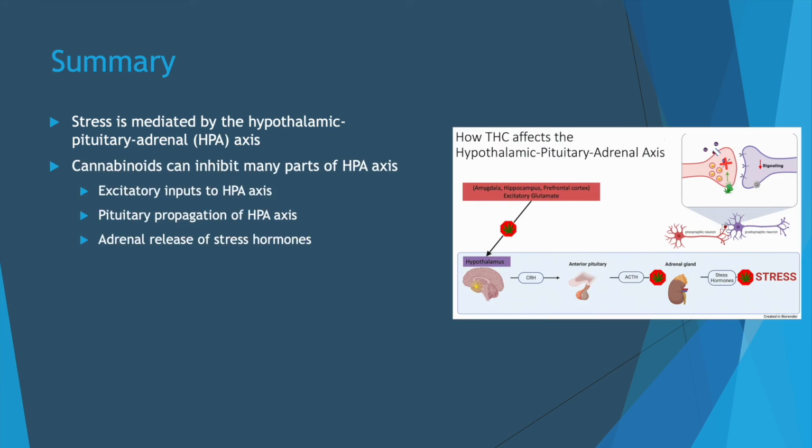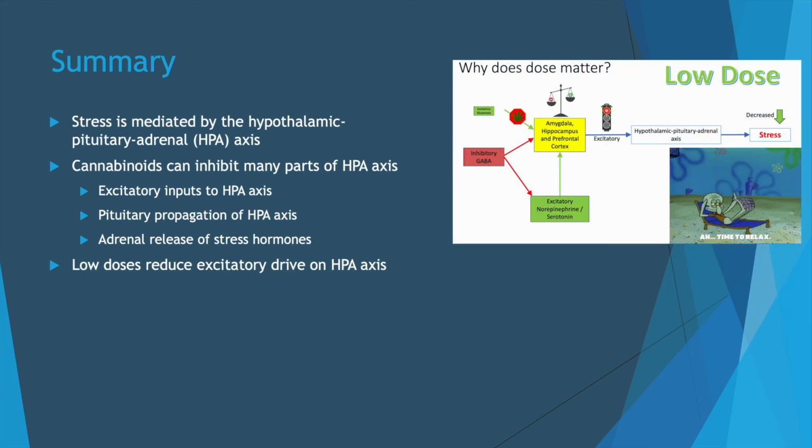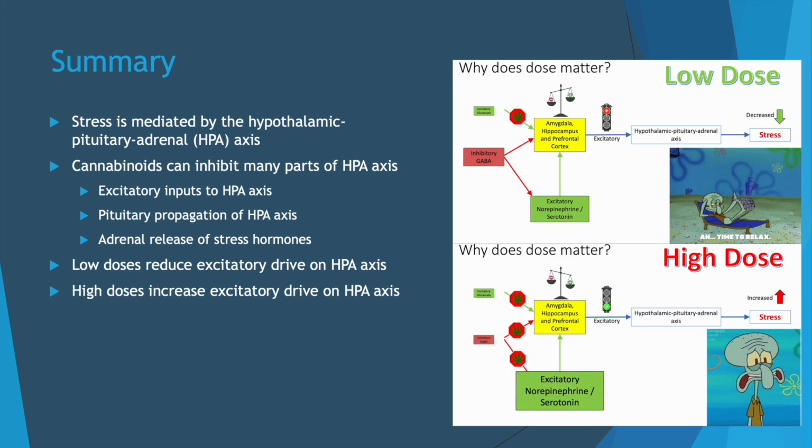Stress is mediated by the hypothalamic pituitary adrenal axis, also called the HPA axis. Cannabinoids can inhibit many parts of the HPA axis. This includes excitatory inputs to the HPA axis, pituitary propagation of the HPA axis, as well as adrenal release of stress hormones. Low doses reduce excitatory drive on the HPA axis, while high doses increase excitatory drive on the HPA axis. I find these dose-dependent effects quite interesting, and it should inform future studies aimed at using marijuana therapeutically.